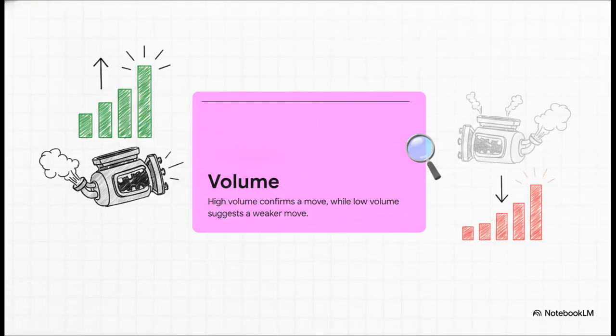Our next core concept is volume, which you can think of as the actual roar of the engine. When you see a high volume breakout, meaning a ton of shares are swapping hands, the engine is roaring. That move is strong and reliable. But if a stock breaks out on low volume, well, the engine's sputtering. It might run out of gas and reverse on you pretty fast. Always look for volume to confirm what the price is doing.